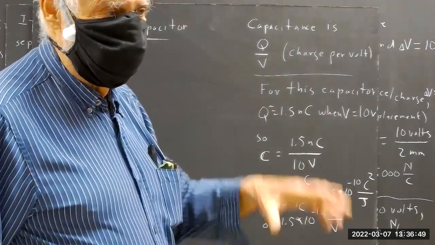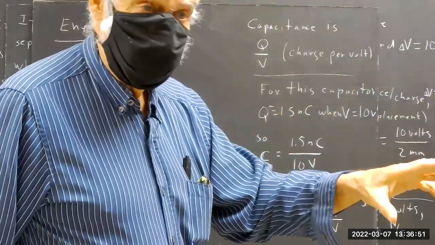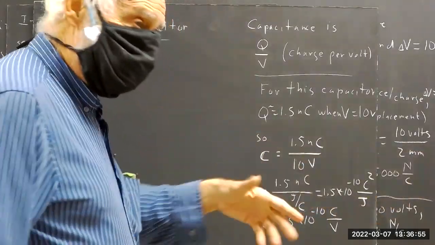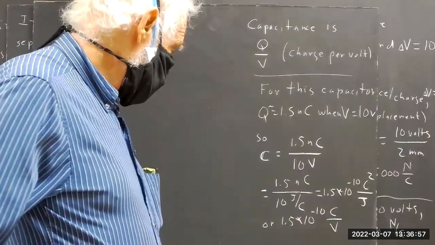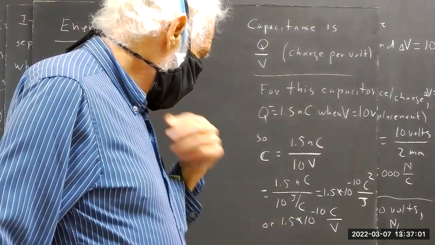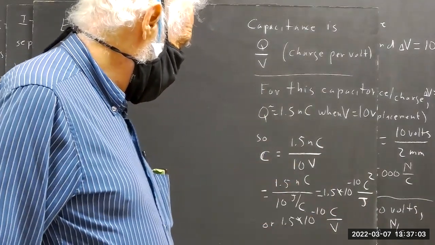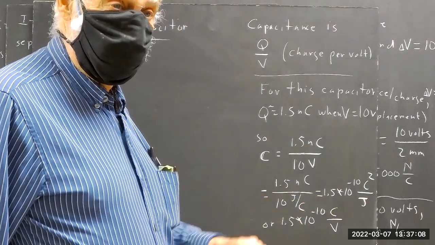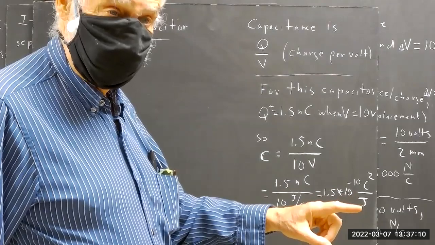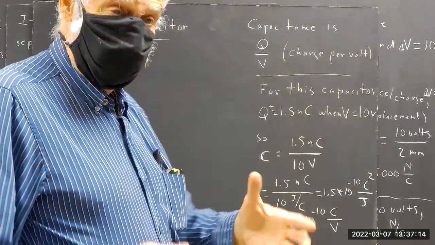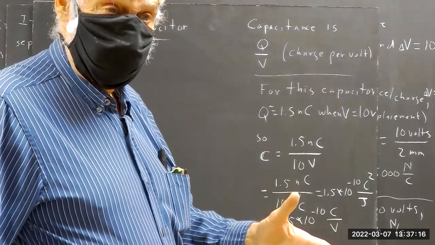If we put 80,000 volts on it, that's 8 times 10 to the fourth, and 8 times 1.5, 1.12, that'd be 12 times 10 to the negative 6 coulombs, which would be 12 microcoulombs. So even if we charge that thing up to 80,000 volts, we only get microcoulombs.